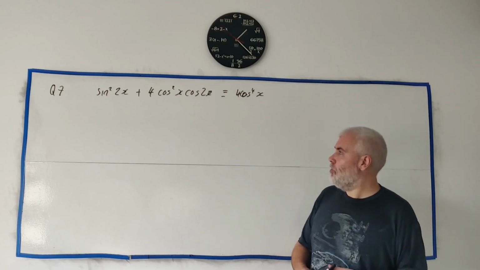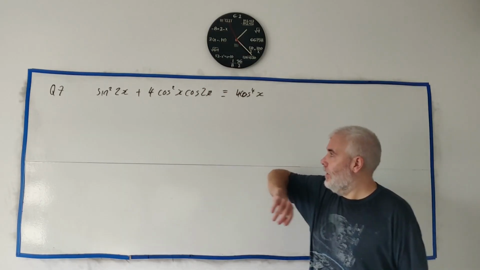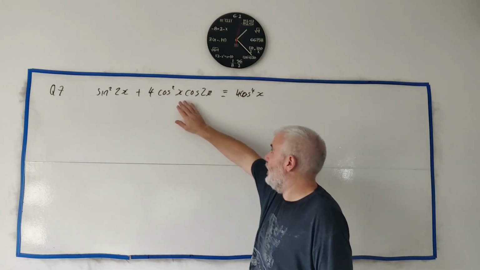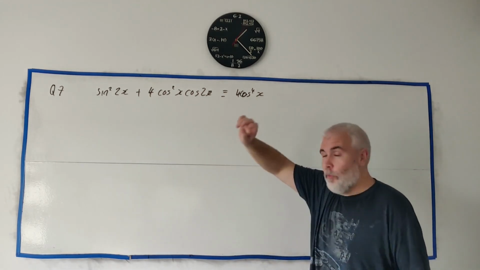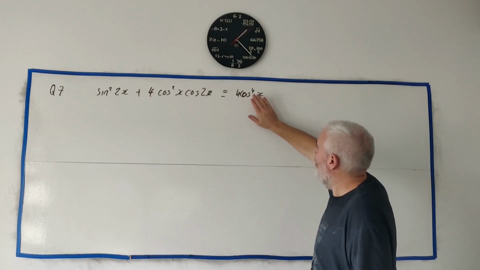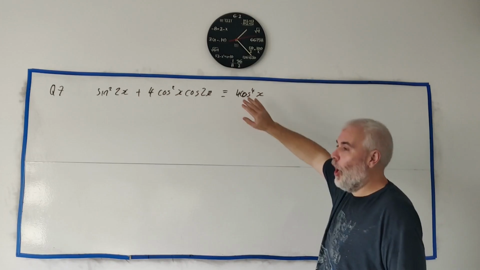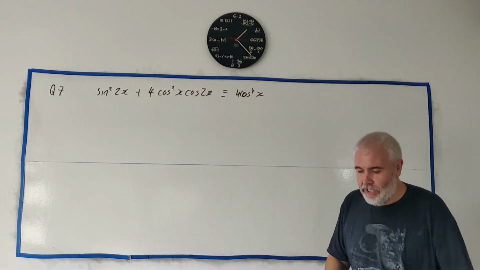Question 7 starts off by asking you to prove this identity. Sine squared of 2x plus 4 times cosine squared of x multiplied by cosine of 2x is always equal to 4 multiplied by cosine to the power of 4. How do you do these questions?